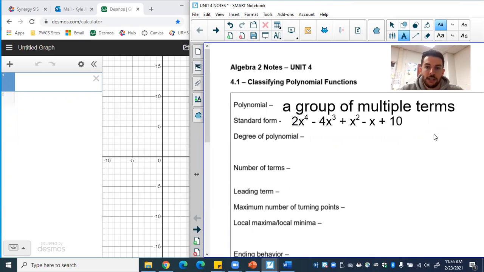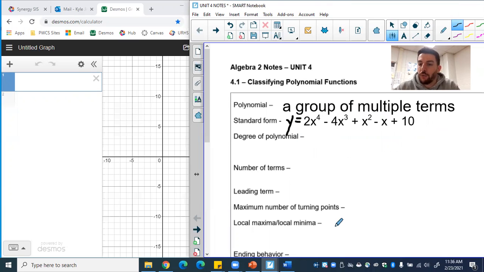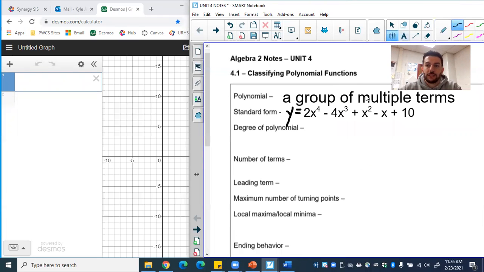That would be a polynomial in its standard form just by itself, but as a function, right? A function means it's kind of an equation sort of thing. So you could say at the beginning here, y equals that. That would be an example of a standard form polynomial, as opposed to factored form. Factored form means it's in those individual groups kind of broken up, and we'll talk about that later in the unit. So that's just the basics.